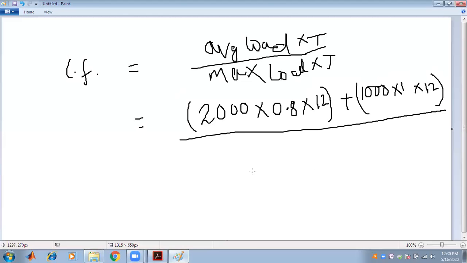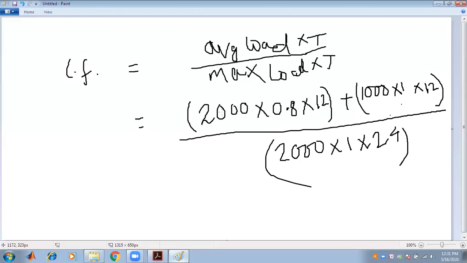So what is the maximum load? Maximum load is 2000 having a unity power factor and is run for the 24 hours duration. Total day 12 plus 12 is 24, having the highest power factor 1, and the highest load between 2000 and 1000 is 2000. So after calculating we find a load factor of 0.6. This is the answer of that mathematical problem.